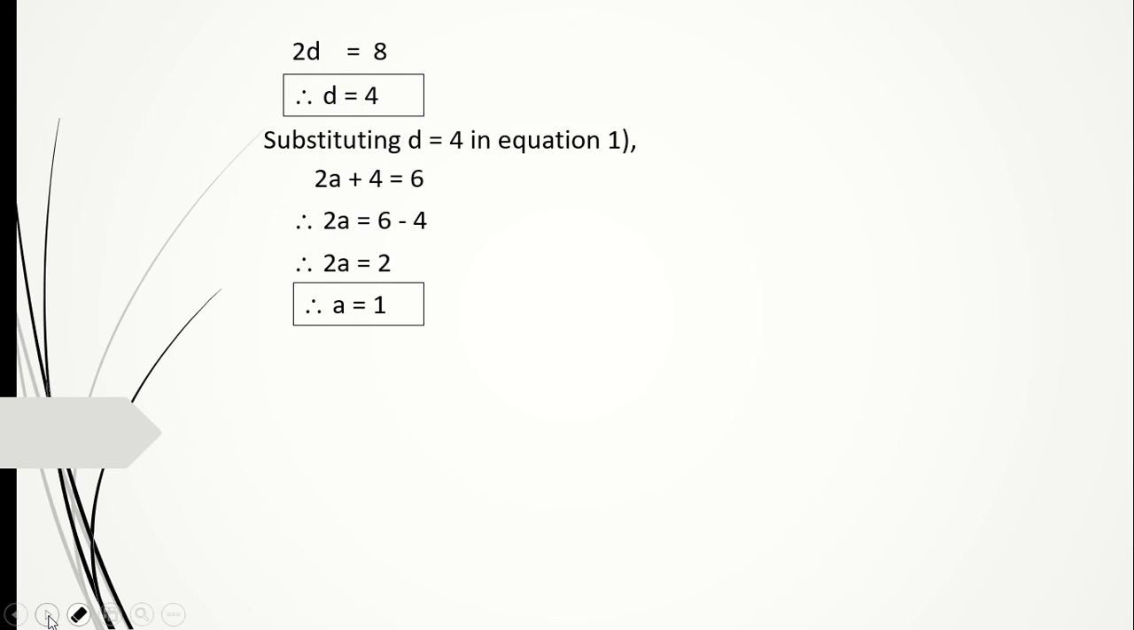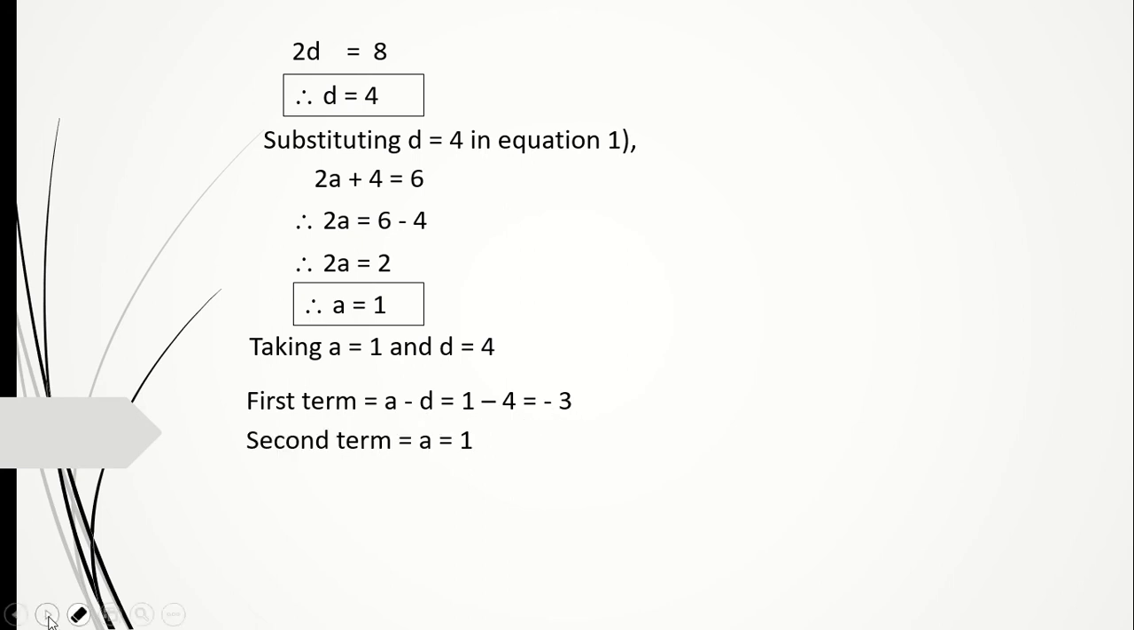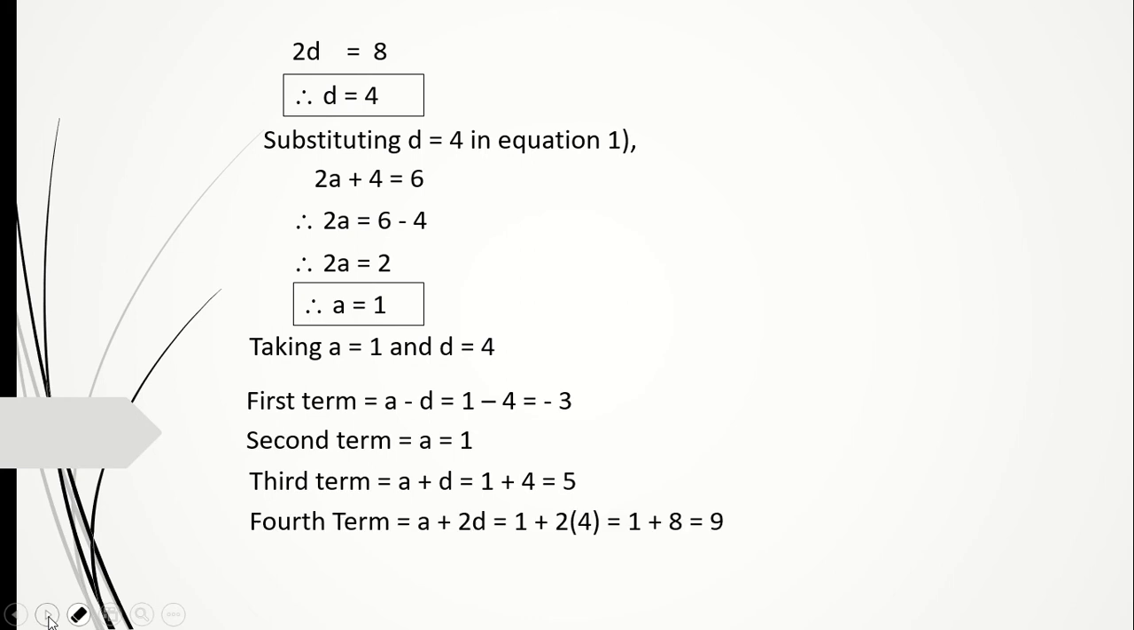Now we got the value of A, we got the value of D. Now just substitute in A minus D, or whatever 4 consecutive numbers were given, taking A is equal to 1 and D is equal to 4. First term, A minus D: 1 minus 4, minus 3. Second term will be A, 1. Third term is A plus D, that is 5. And fourth term is A plus 2D, which is 9. So the 4 consecutive terms are minus 3, 1, 5 and 9.